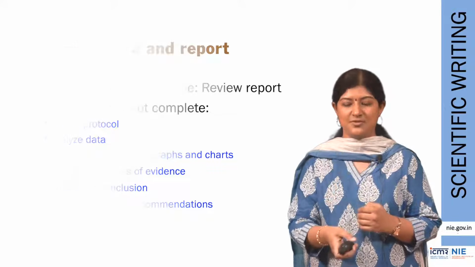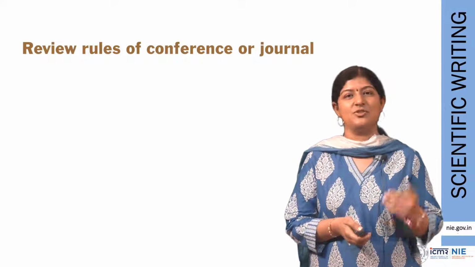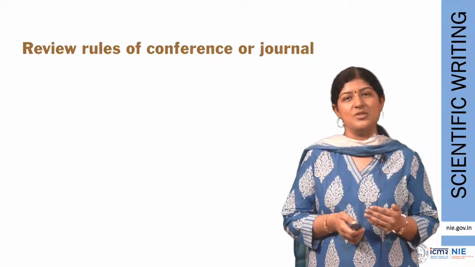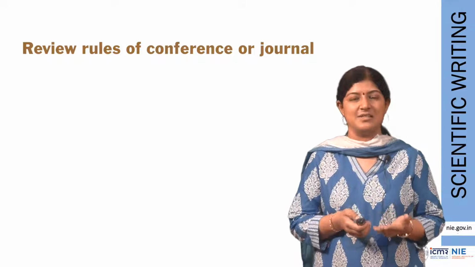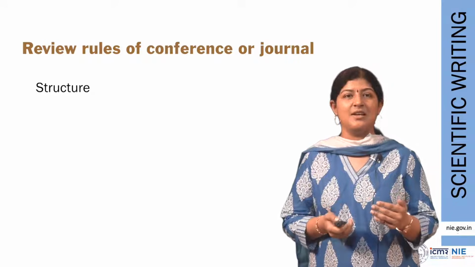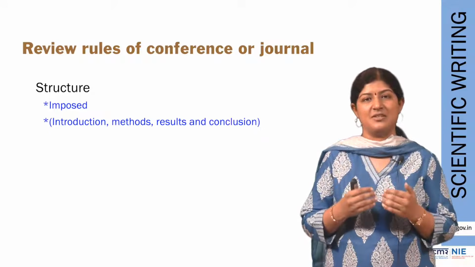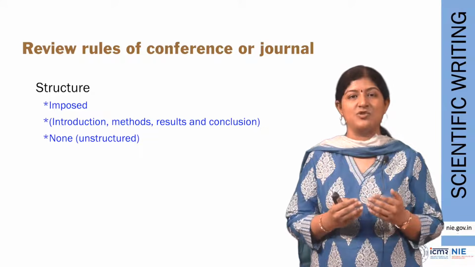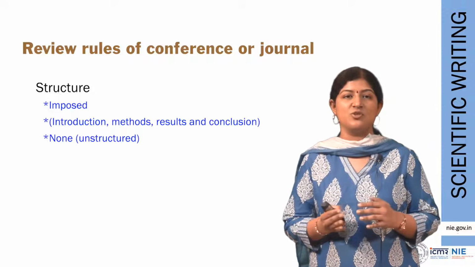After having reviewed the data that is available with you in relation to the topic that you have chosen, the next important step is to review the rules prescribed by the journal or the conference for writing the abstract and submitting it. These rules could be pertaining to the structure of the abstract that you have to write, whether there is an imposed structure in the form of introduction, methods, results and conclusion, or whether the journal mandates that the abstract should be unstructured. Also, these rules would tell you what are the word limits that you have to stick to while writing your abstract.